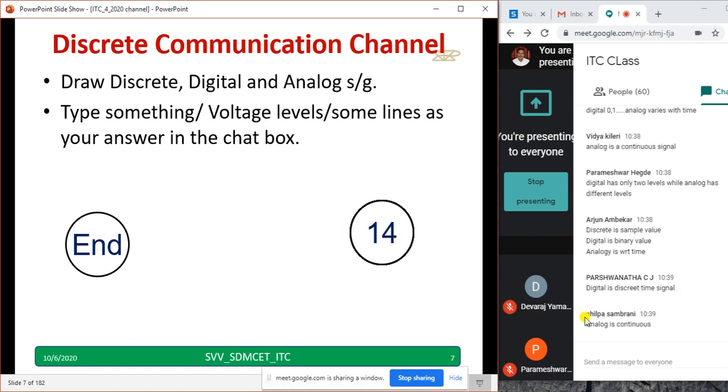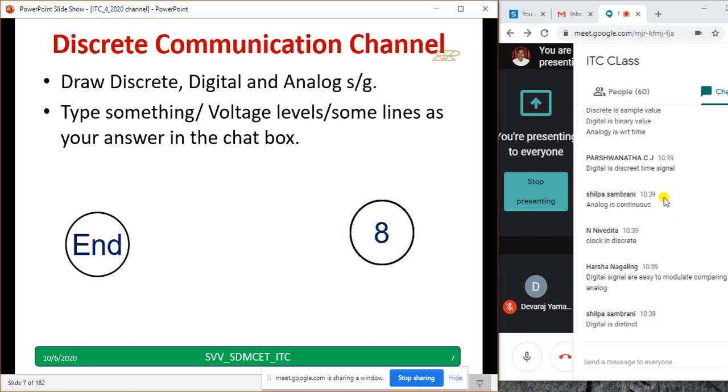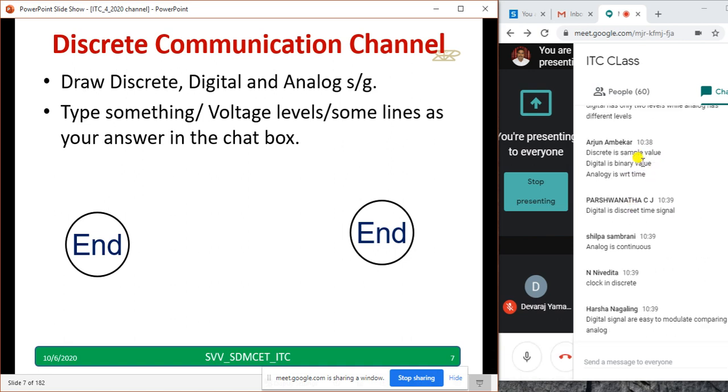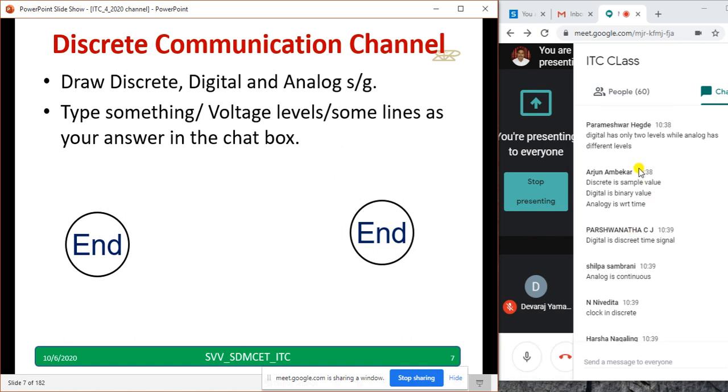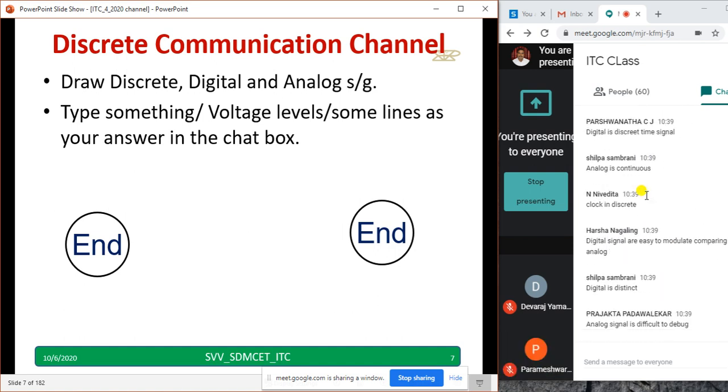Arjun Ambekar has typed, okay, sample value, digital is a binary. Arjun, very good. And the digital signal is easy to modulate. Harsha is telling. Shilpa, digital is distinct. Prajakta is telling analog signal is difficult to debug. Okay, but Arjun has told some answer. Ambekar, very good Arjun. Anybody want to type? Just try. Thank all of you for typing your answers, right or wrong.